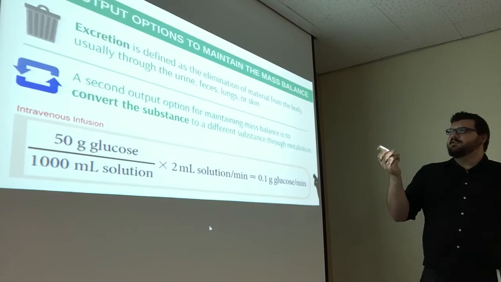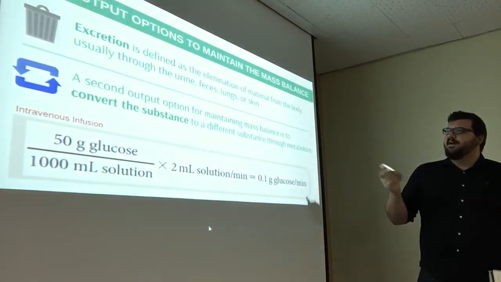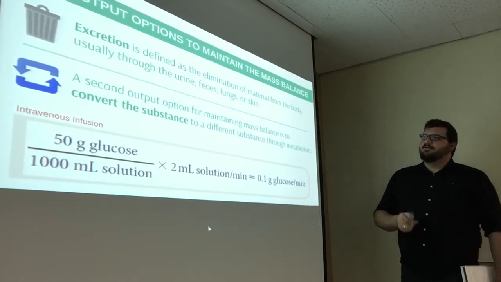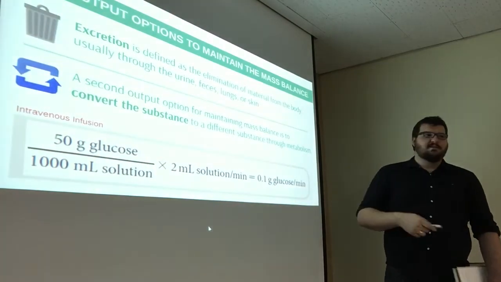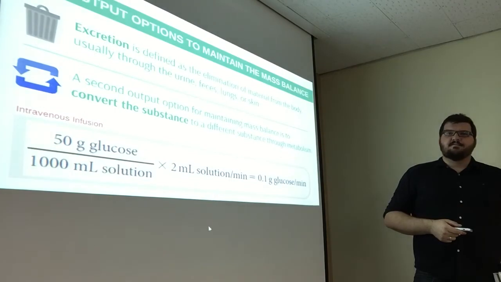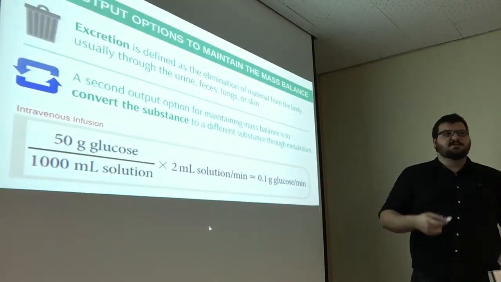So there are two output options to maintain the mass balance that we talk about now. Excretion is defined as elimination of material from the body, usually through the urine, feces, lungs, or skin. Okay, in skin by sweat, lungs by volatile fluid and gas, and urine and feces, solid.